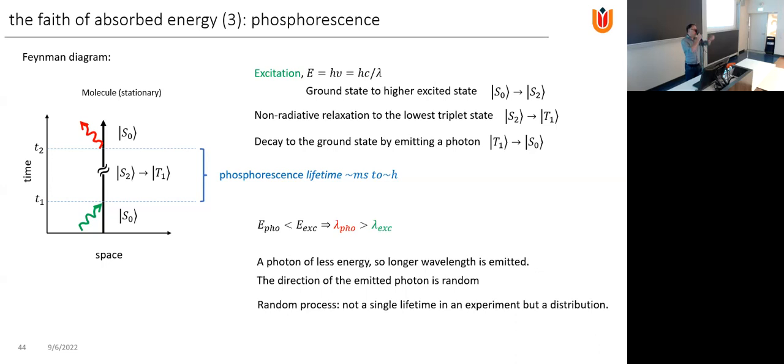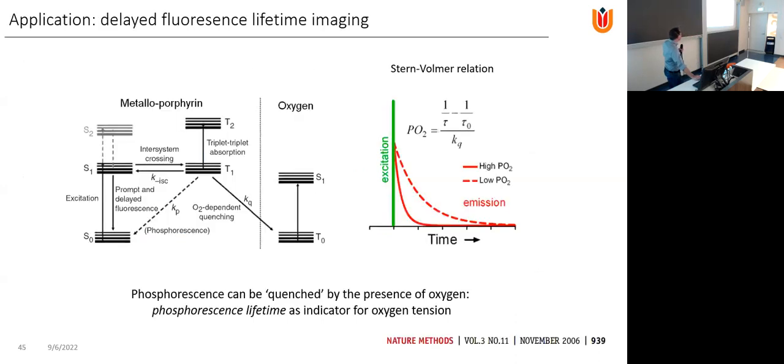So these glow-in-the-dark sticks, which you can break and which then glow for some time, are based on phosphorescence. So the process lasts much longer. Again, this is a random process, so not a single lifetime, but a distribution of lifetimes. This effect has been exploited in order to measure oxygen tension in cells, and I'll explain briefly how it goes.